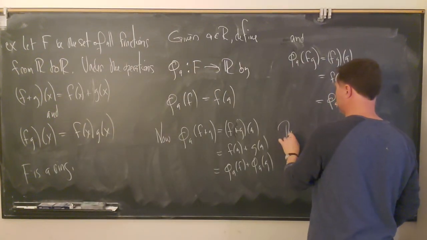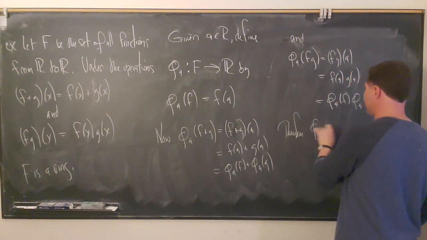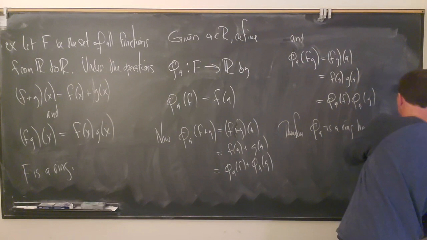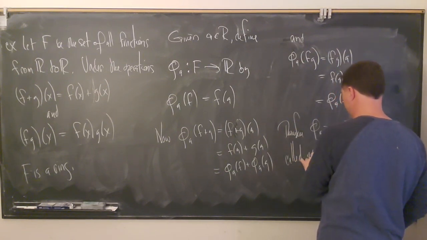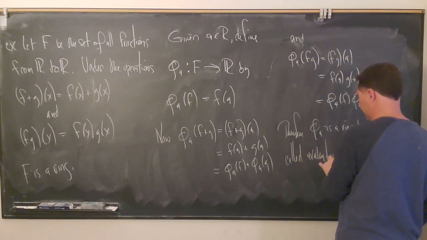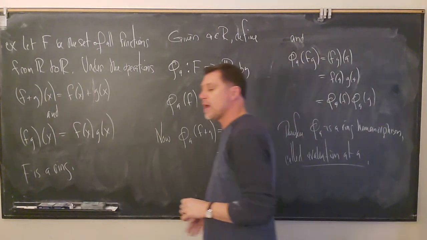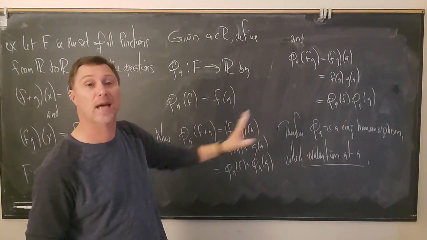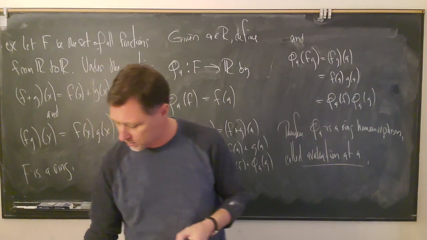So therefore, phi sub a is a ring homomorphism. And this has a name called evaluation at a. So the evaluation homomorphism, that's an important technique when it comes to ring theory. We'll make use of this and similar type homomorphisms, evaluation type mappings, fairly regularly in this class.